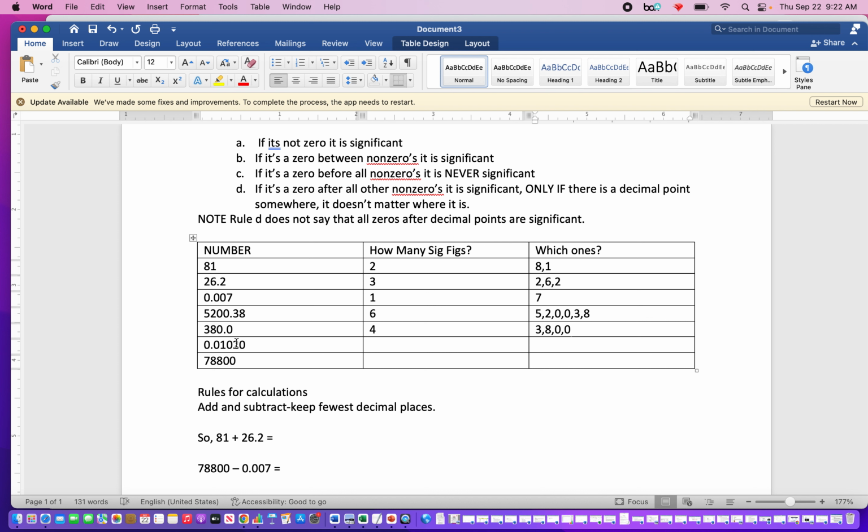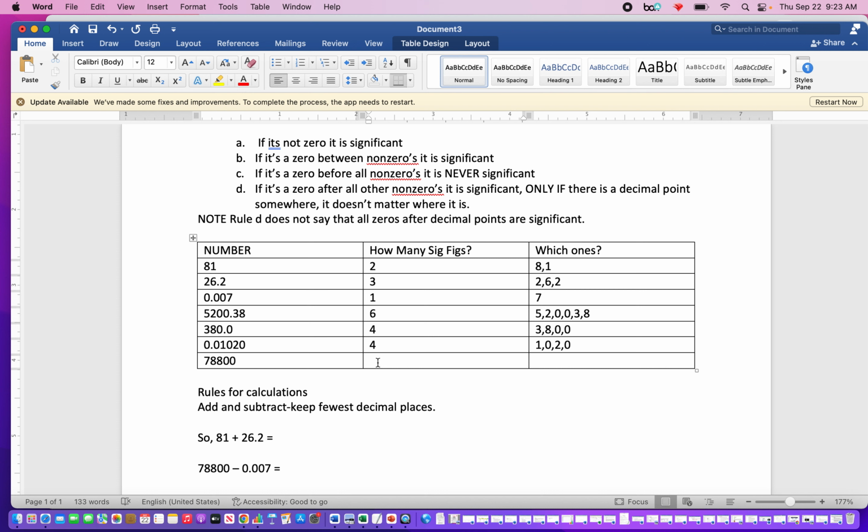And then on this next one, number 6, I believe it is. We're going to count the 1 and the 2 because they're not 0. We're going to count the middle 0 because it's between non-zeros. So there's 3. The zeros at the beginning don't count either one of those. And the one at the right will count if there's a decimal point. I see a decimal point, so we have 4 sig figs. And they are the 1, the 0, the 2, and the 0.